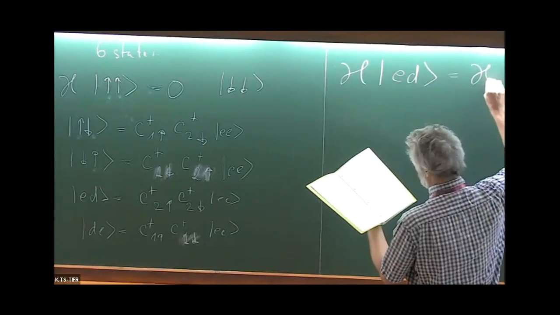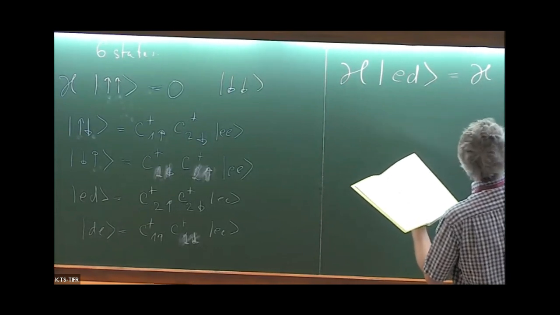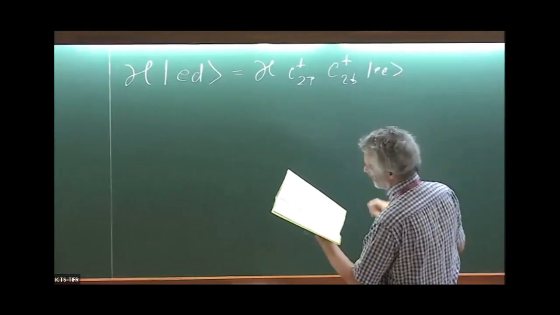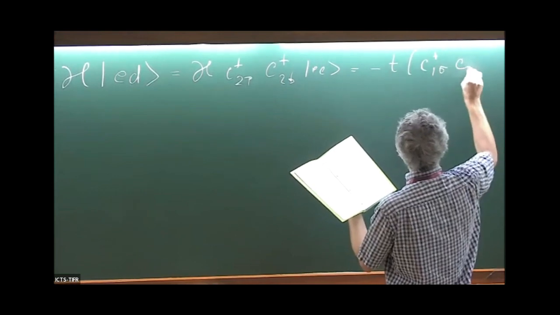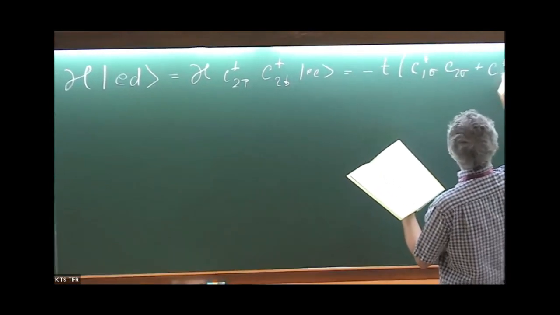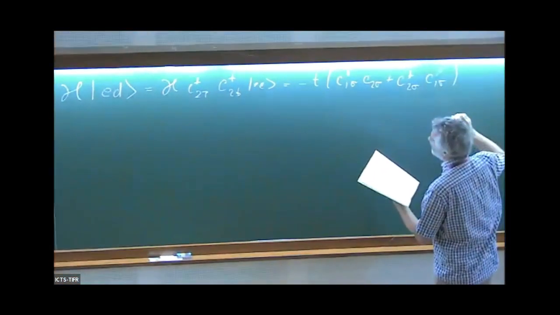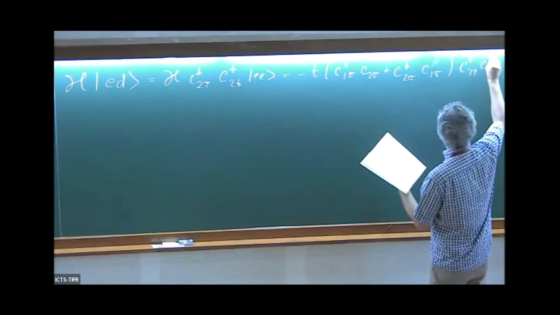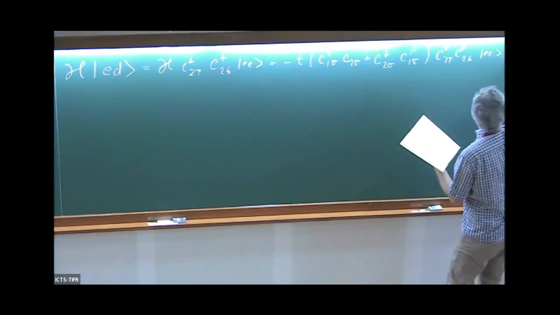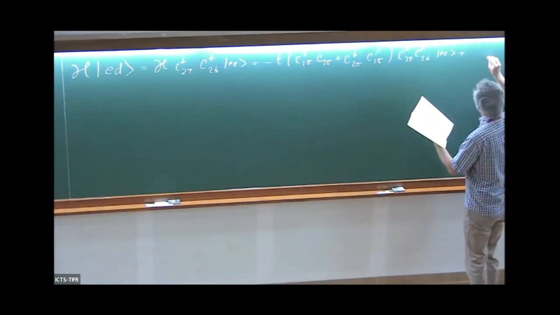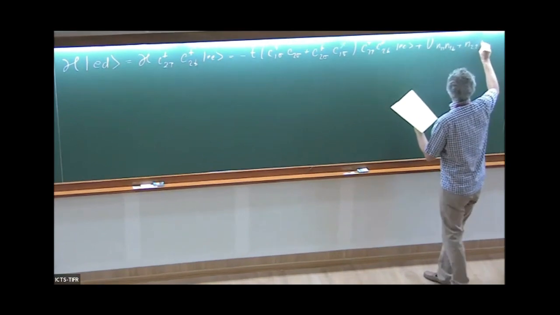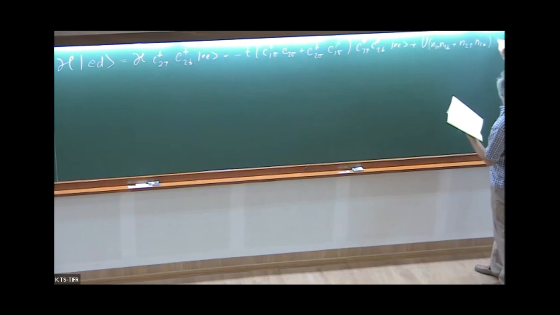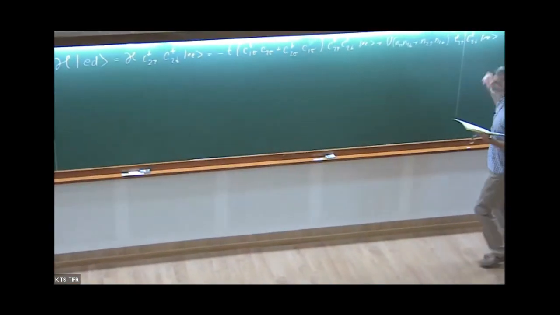So it is H applied to the C dagger 2 up, C dagger 2 down, empty, empty, and it will be minus T times C1 dagger sigma, C2 sigma, plus C dagger 2 sigma, C1 sigma, applied to C dagger 2 up, C dagger 2 down, empty, empty, plus, I will continue here, U times M1 up, M1 down, plus N2 up, N2 down, applied to the C dagger 2 up, C dagger 2 down, empty, empty. Good. So this is how the Hamiltonian acts.